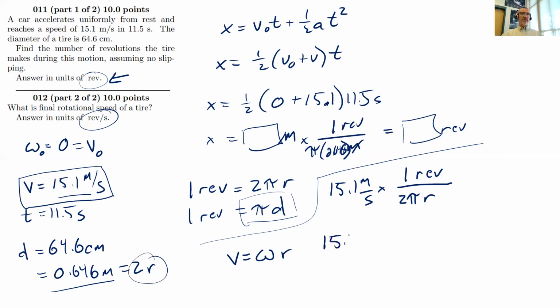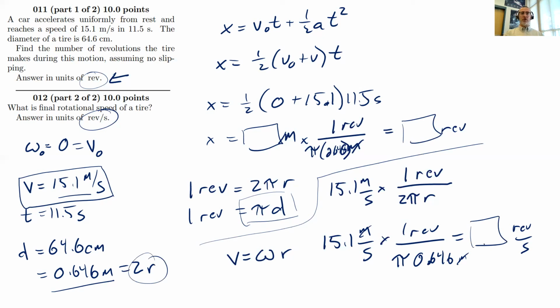So this could be 15.1 meters per second times one revolution, which is pi times the diameter, or pi times 0.646. So this will allow me to calculate revolutions per second. Meters is going to cancel out, and this will give me revolutions per second. So it'll be 15.1 divided by pi, also divided by 0.646, will give me number of revolutions per second. And that will give me the answer to question number 12.